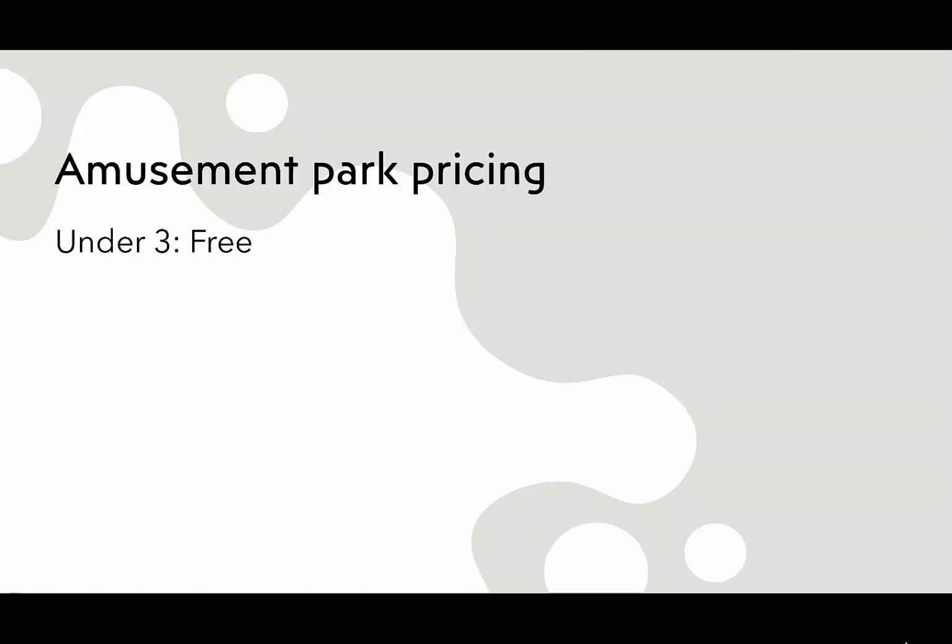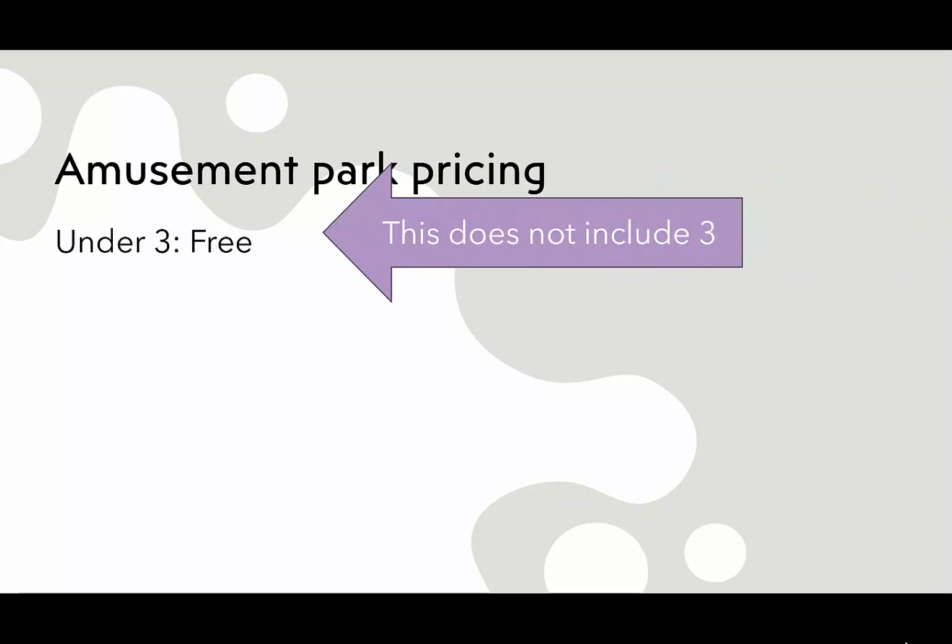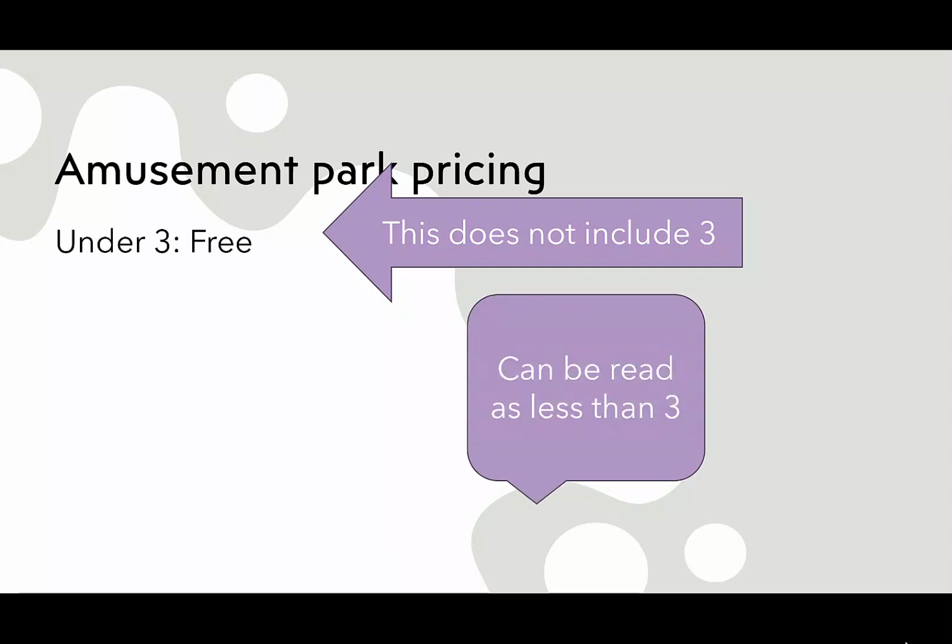Consider an amusement park pricing that says children under 3 are free. In this situation, this does not include 3. We can also read this as the age is strictly less than 3. Going back to the variable x being equal to age, I would write x is less than 3.